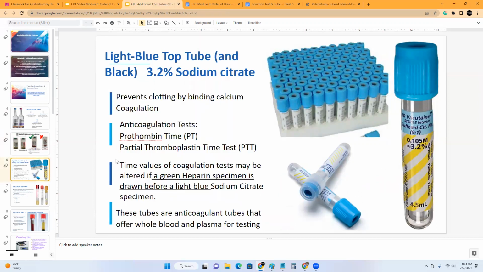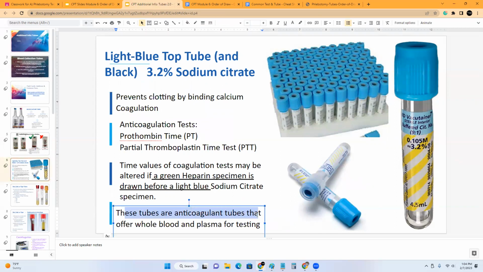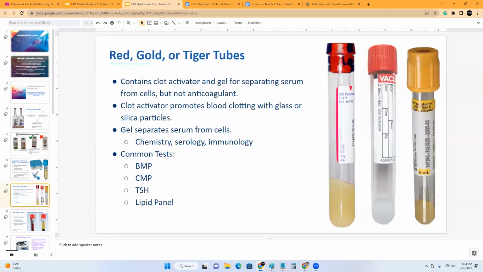So light blue top tubes, these are our sodium citrate tubes. They have a little liquid in there. That's the sodium citrate additive. It prevents clotting by binding with calcium. And if a green one is drawn before the blue, then it will alter the results. These tubes are anticoagulants and offer whole blood and plasma testing.